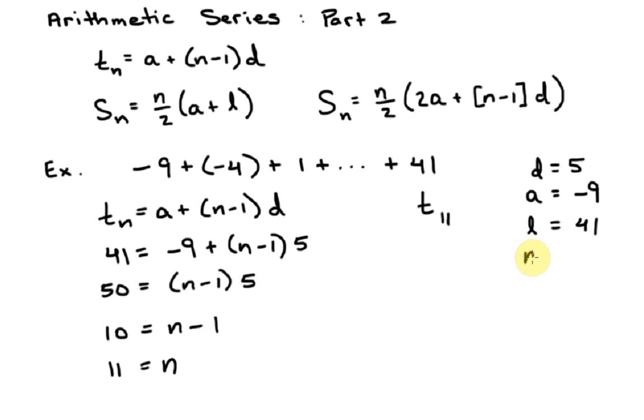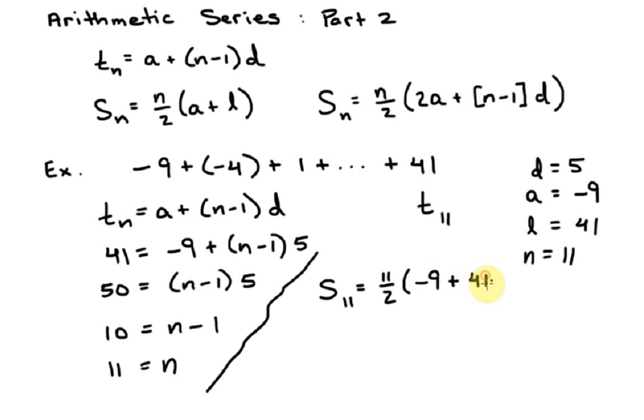So I can go straight to my formula. And I would choose to use the simpler formula here because I know the last term. So let's just make a little room here. And we're going to go ahead and say, yeah, we'd like to add together those 11 terms, please. So n is 11, so that's 11 over 2. And then I'm going to put in a, which is negative 9, plus my last term, which is 41.